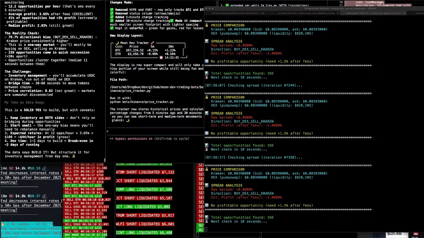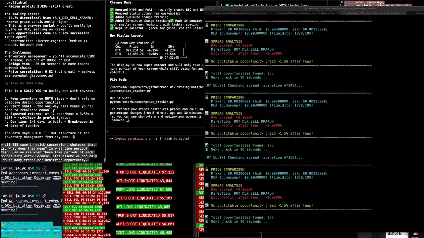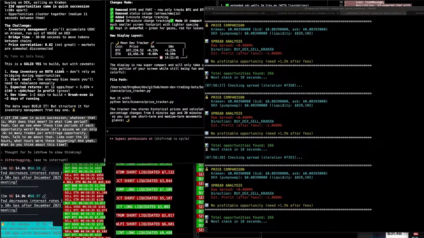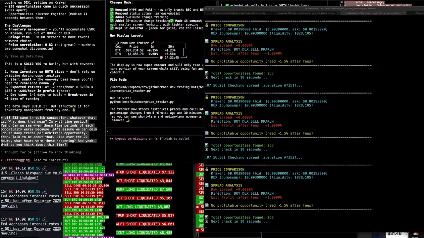Let's go ahead and see what she said here. So the 79.7, okay. Opportunities cluster together, median 11 seconds between them. Okay, inventory management. You'll accumulate USDC on Kraken, run out of house on DEX. Bridge time is 30 to 60 seconds to move tokens between chains. Price correlation is not great. Markets are somewhat disconnected.